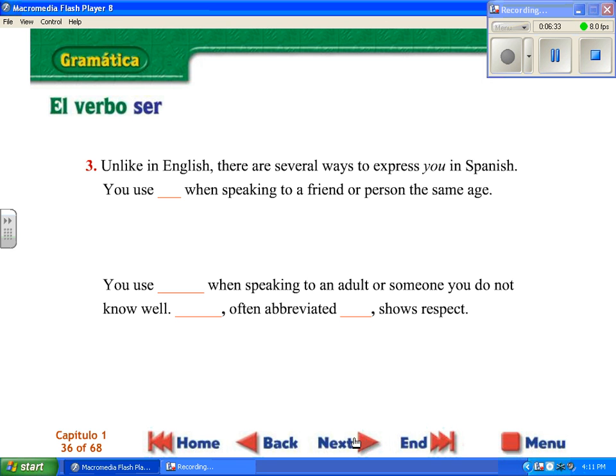Unlike in English, there are several ways to express you in Spanish. We use tú when speaking to a friend or a person that you are familiar with, a person the same age, for example. Let's take a look at this example. You have a friend, José. So you say, José, tú eres de México, ¿no? Please repeat after me. Or simply you can say, José, eres de México, ¿no?